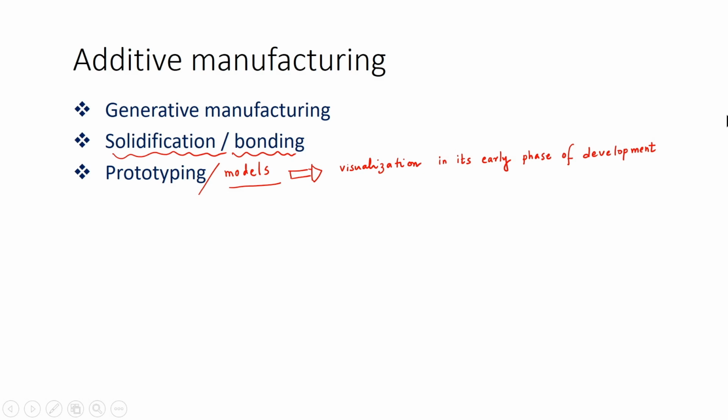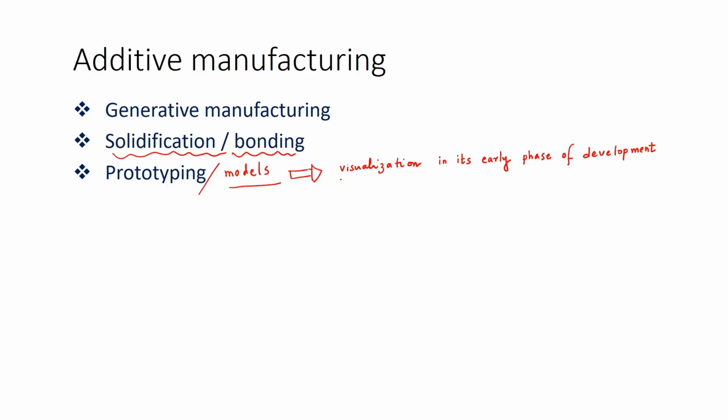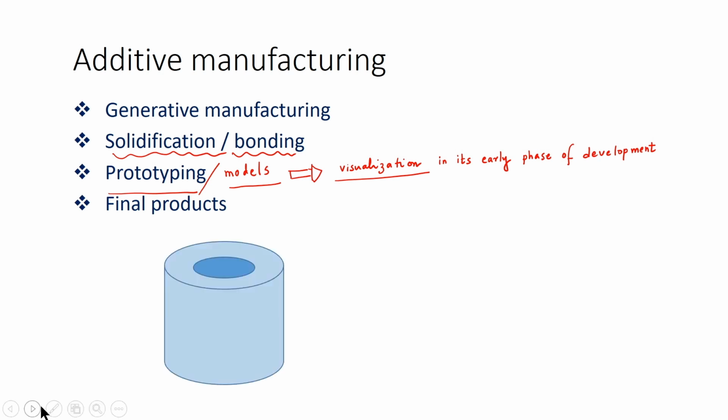If you recollect the product life cycle, there is a function that we call product conceptualization. To conceptualize the product, we have to visualize how the shape of the product will look. To visualize that, we can use prototyping based on the generative manufacturing process. But nowadays we can also manufacture final products using additive manufacturing operations. On your screen you can see a typical product that is to be manufactured using the generative manufacturing process.